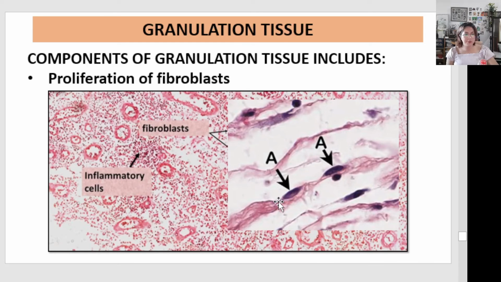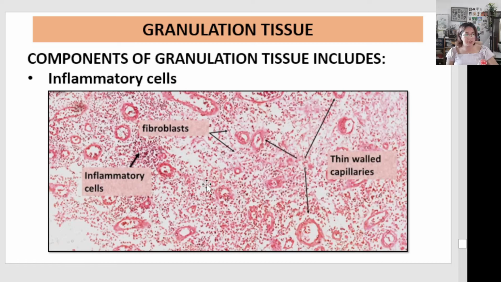And the third component are inflammatory cells. So, these are the tiny dots in the background. These are lymphocytes, macrophages, and leukocytes. So, they are needed to synthesize and secrete growth factors.